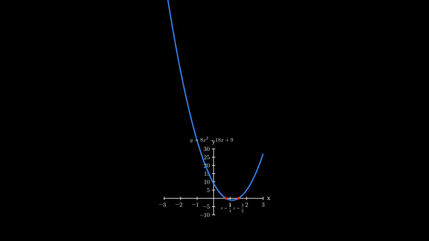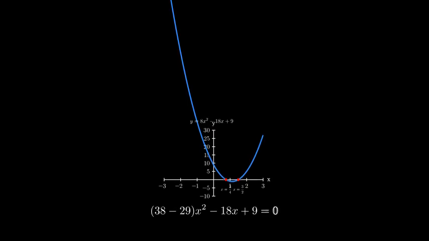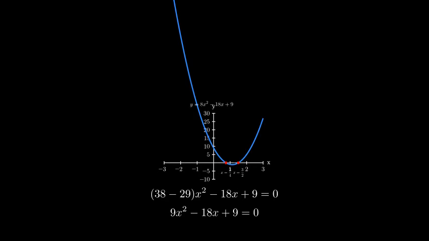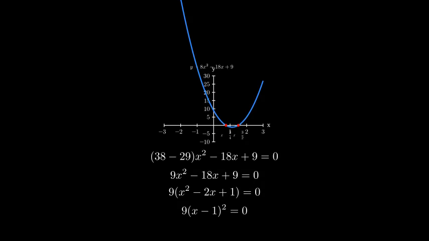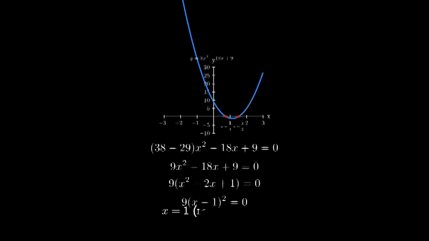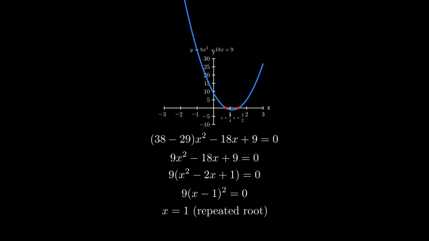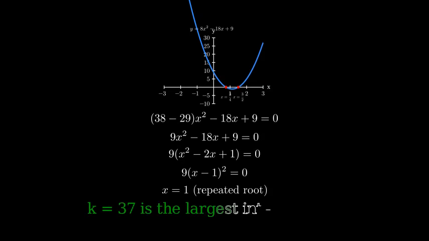Let's also verify what happens if we try k equals 38. With k equals 38, the equation becomes 9x squared minus 18x plus 9 equals 0. This can be factored as 9 times (x squared minus 2x plus 1) equals 0, which is 9 times (x minus 1) squared equals 0. This gives us a repeated root at x equals 1, showing that with k equals 38, the equation has exactly one real root instead of two distinct roots. This confirms that 37 is indeed the largest integer value of k that gives us two distinct real roots.